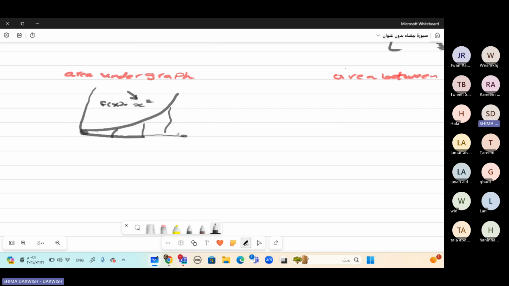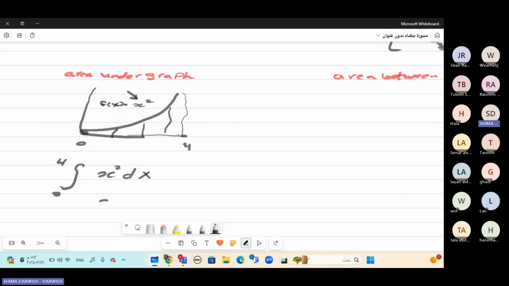So 1, 2, 3, 4, of course it is divided like this in the Tahsili paper, 1, 2, 3, 4. So the interval starts from 0 to 4. So the area under the curve or area between the curve will be between 0 and 4 of x squared dx.